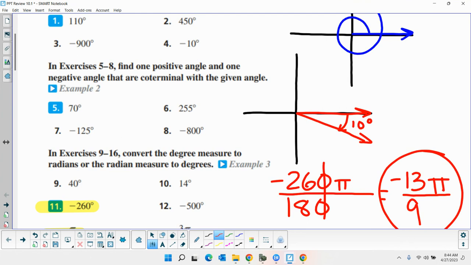Questions? Number 6, we're going to add 360 to 255. Let me get on the right page. All right, number 6, add, and you'll get 615. And subtract 360, you get negative 105. Number 8, you're going to have to subtract 360 a couple times. Again, you could add either way, but that's your negative.